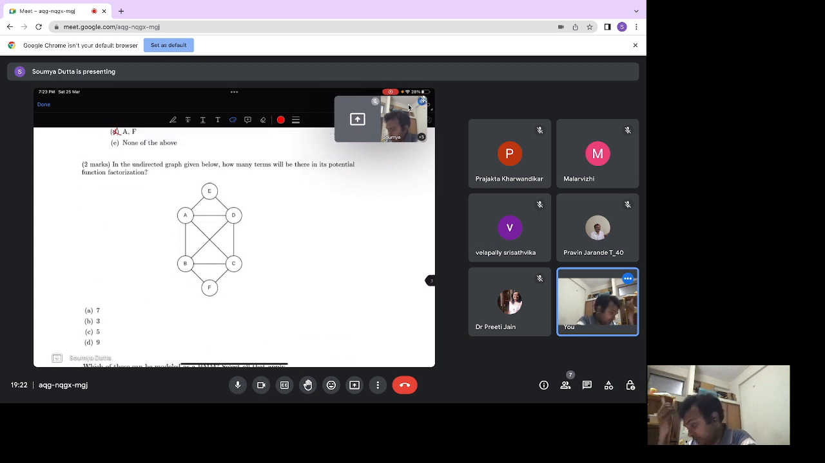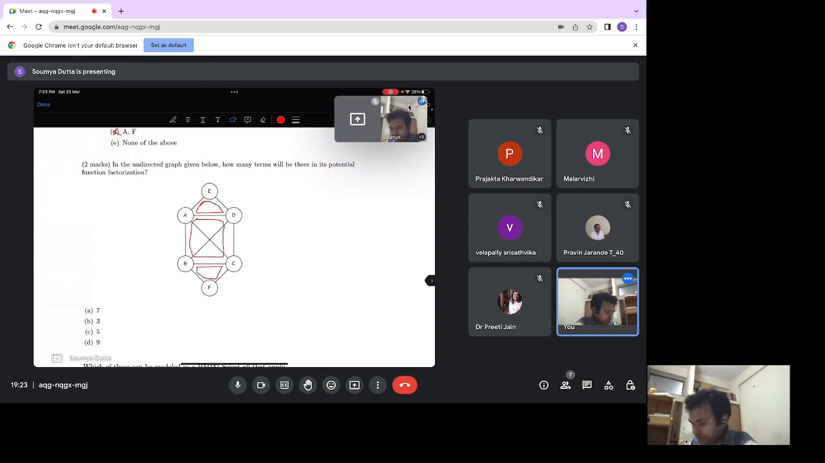So in the undirected graph given below, how many terms will be there in its potential functions? I think a very similar example was given in the class also. If you have a clique, which means a connected group of nodes, where maximal clique means, for example in this case you can have this as one clique, this as another clique, and this as another clique.